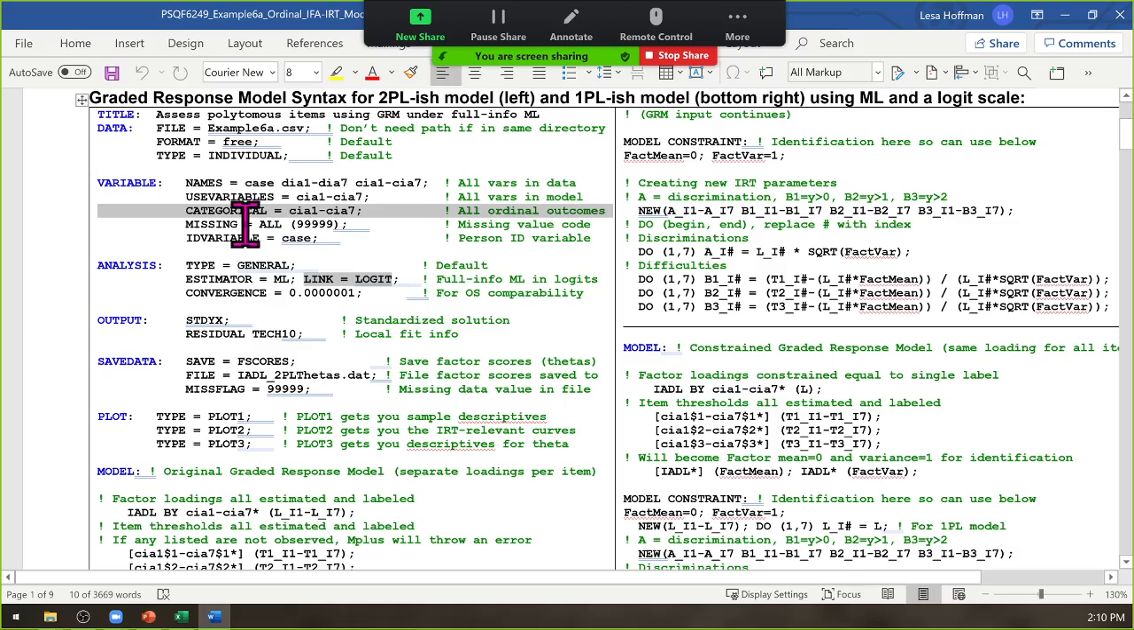So "categorical" is somewhat of a misnomer because it really means ordinal. If you have outcomes that are nominal instead, then you actually need a different command, which is nominal instead of categorical. So categorical is not a good label for this. It means ordinal specifically.